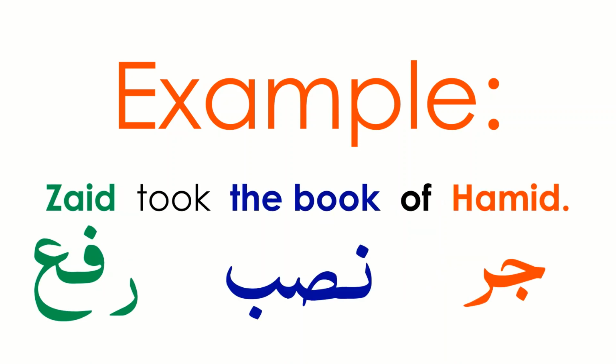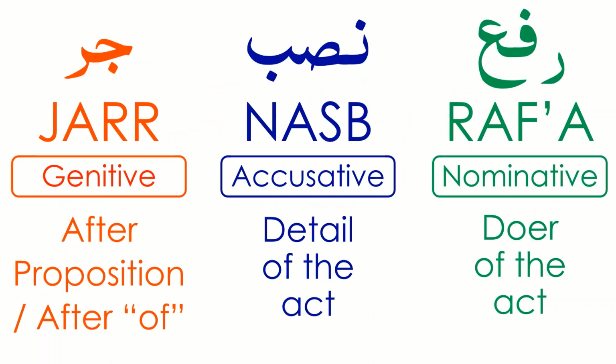As we can see in this example, Zaid took the book of Hamid. Here Zaid is Rafa because he is the doer of the act and the action here is to take. And the book gives the detail of the sentence about the doer. So because of which it will be in nasab status. And as for Hamid, Hamid is written after the word of, so it will be in Jarr status. So basically, Rafa means nominative, that is doer of the act. Nasab means accusative, detail of the act, and Jarr means genitive, which is any ism which comes after preposition or after the word of.